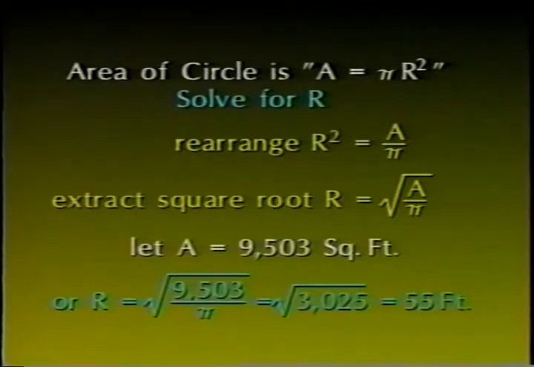Let's follow the solution on the graphic, keeping in mind to do the same thing to both sides of the equation. Area of a circle is A equals pi times radius squared. Solve for radius. Let A equal 9,503 square feet. Rearrange. R squared equals area divided by pi. Extract the square root. R equals the square root of area divided by pi.